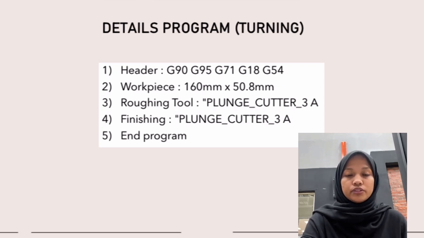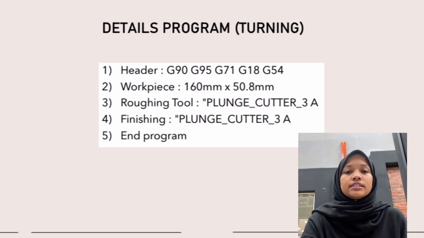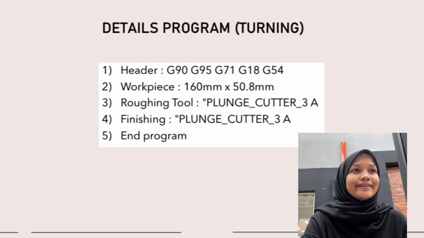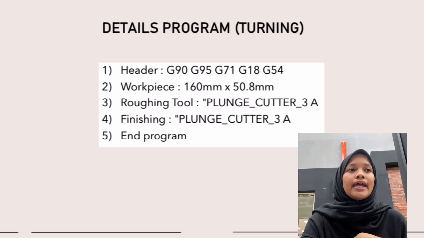First, of course, we use the same header, which is G19, G95, G71, G18 and G54. For the workpiece, we use a length of 160mm and a diameter of 50.8mm. For the contour turning, the first tool we use is the plunger cutter, and the second is a finishing tool. Then again the plunger cutter and the finishing tool. The last one we use is the same plunger cutter also. And for the end of the coding, we use M05, M03, and M30.